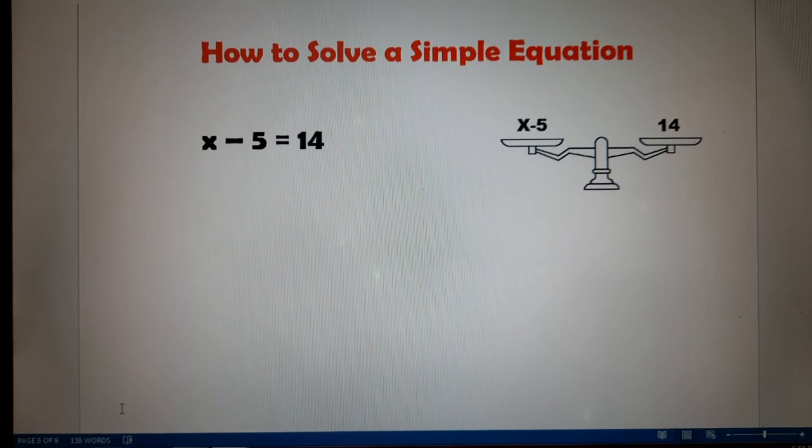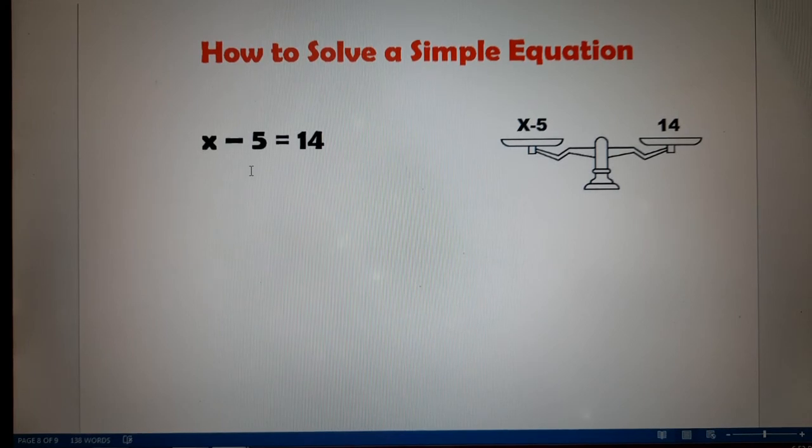Now we are going to learn how to solve a simple equation and find the value of the variable. Now look at the example given. x minus 5 equals 14. Here there are two sides of the equation. x minus 5 is in the left side, 14 in the right side. Sign of equality shows both sides are the same. It is just like a balancing scale. In the balancing scale, both sides are the same now.